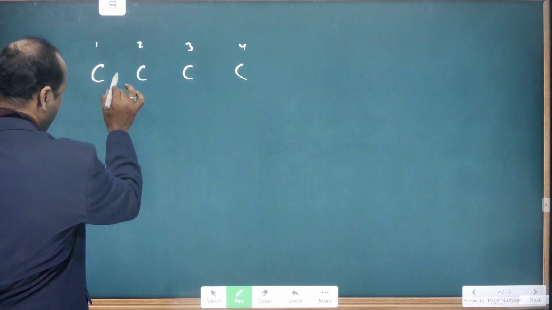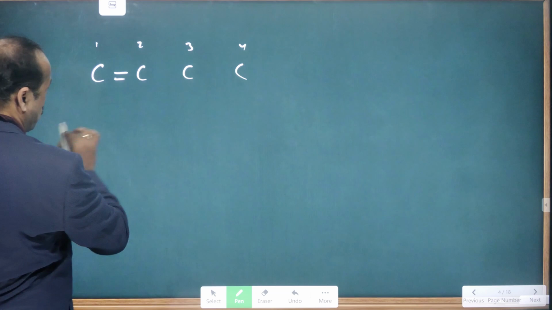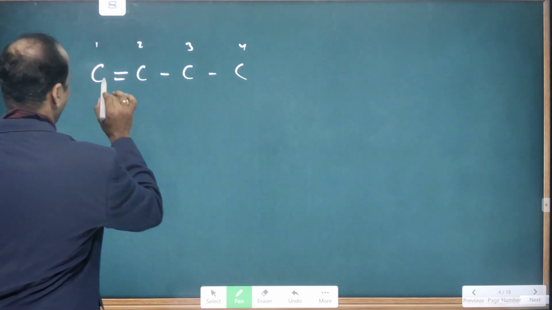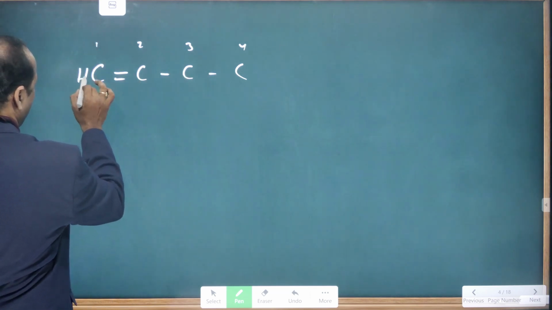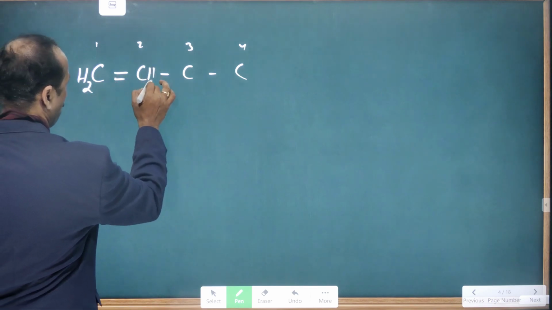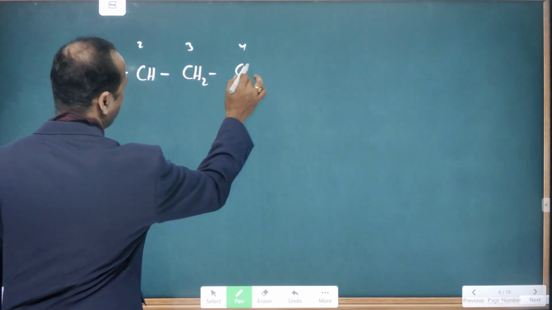Okay. So what I'm doing here, I'm giving the double bond here. Here single bond. And here how many hydrogens are required? 2 hydrogens. Here already 3 is there. So 1, here 2, here 3.